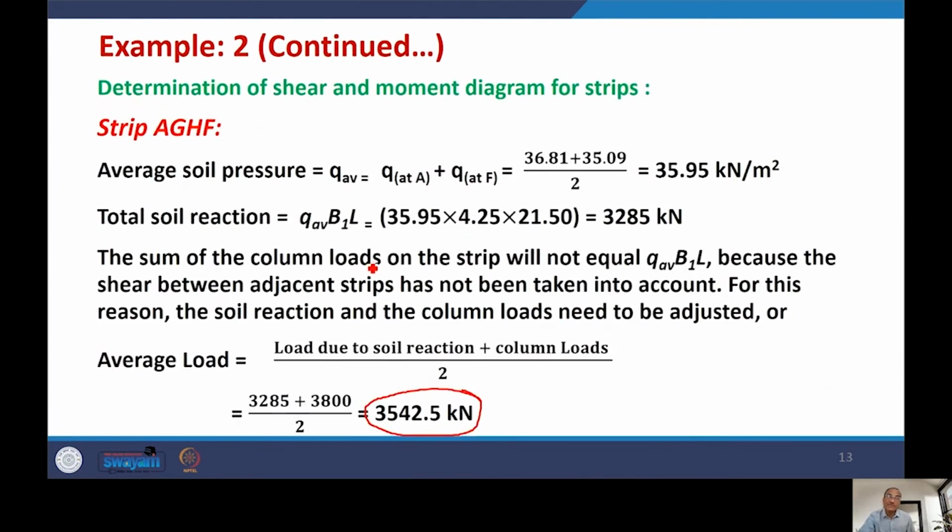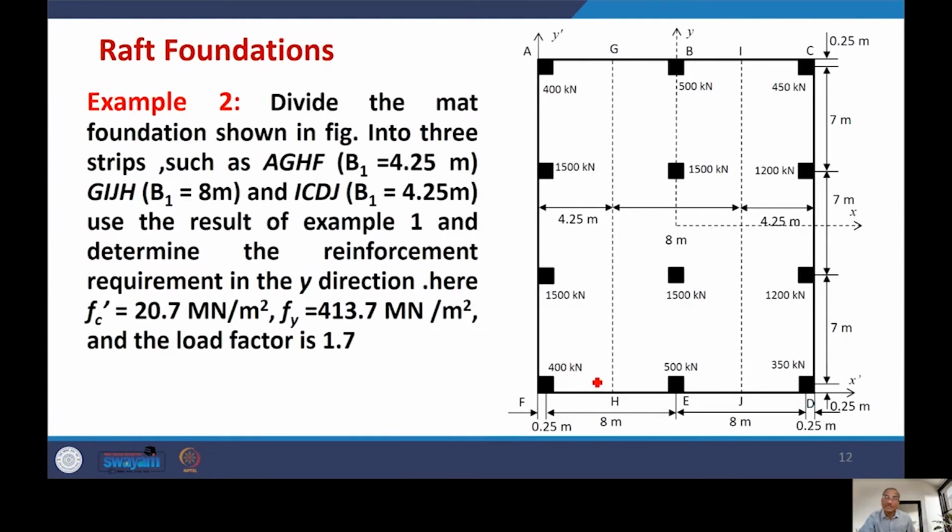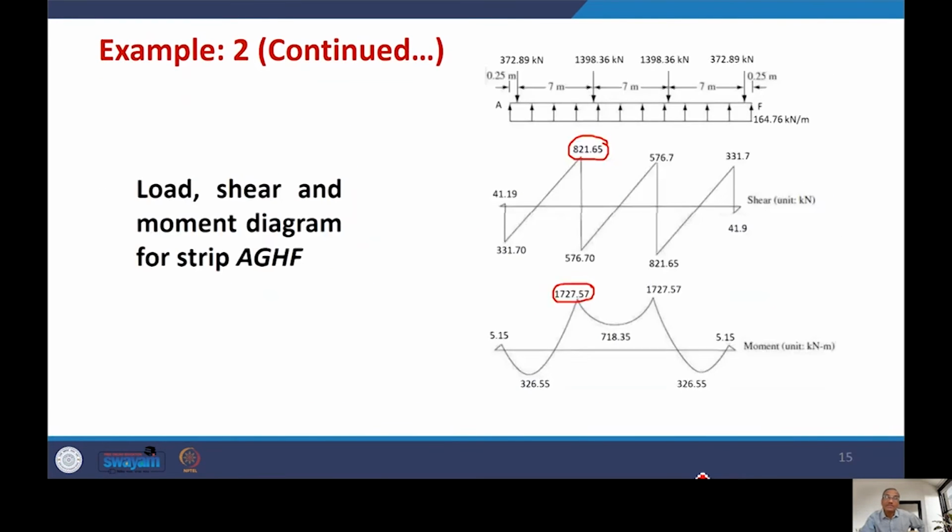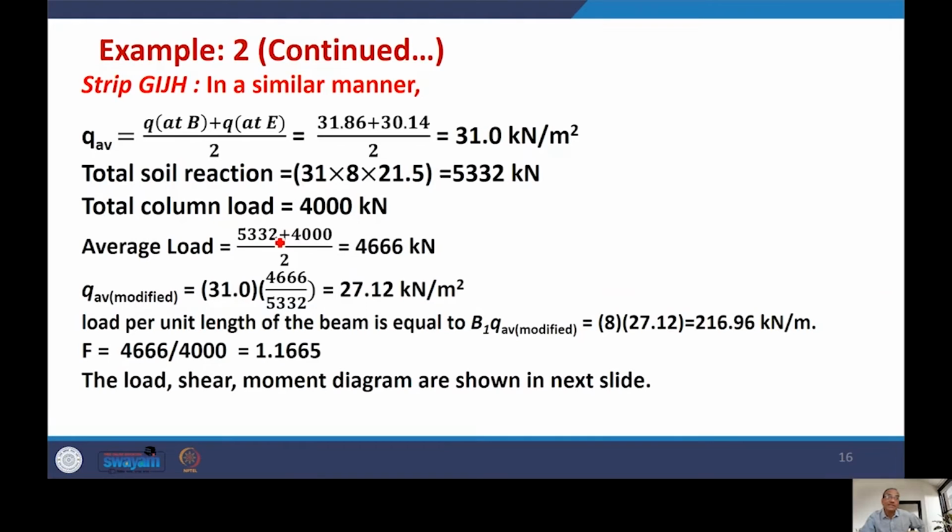So this was the case when you have the first strip, that is EGHF. On the same line, we go for another strip, the middle one, GIHG. Naturally, for that you use the average load coming on columns B and E. So let's work on this. For this case, what is Q average at B and E? It comes to 31 kN per meter square, and total soil reaction will be total area multiplied by this Q average.